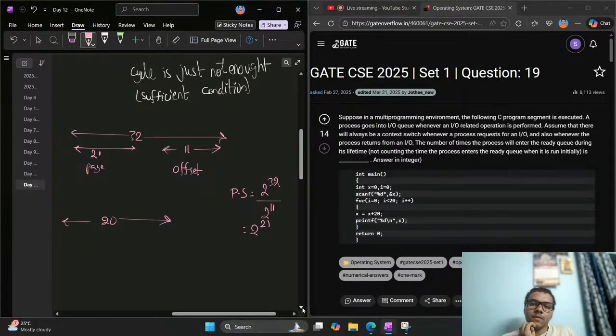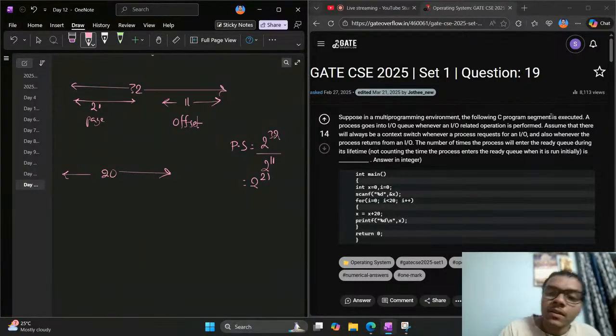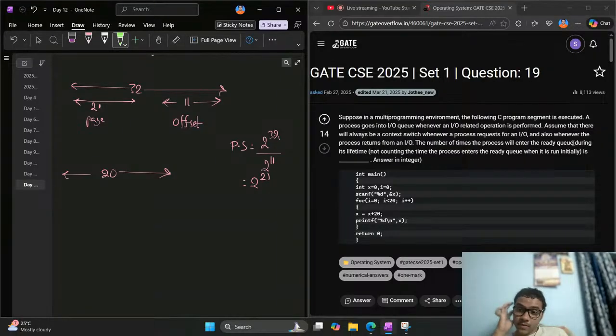Okay, this is 2025 set 1. In a multi-programming environment, the following C program segment is executed. The process goes to an IO queue whenever an IO-related operation is performed. Assume that there will always be a context switch whenever a process requests an IO. Also, whenever a process returns from an IO, the process will enter the ready queue during its lifetime.